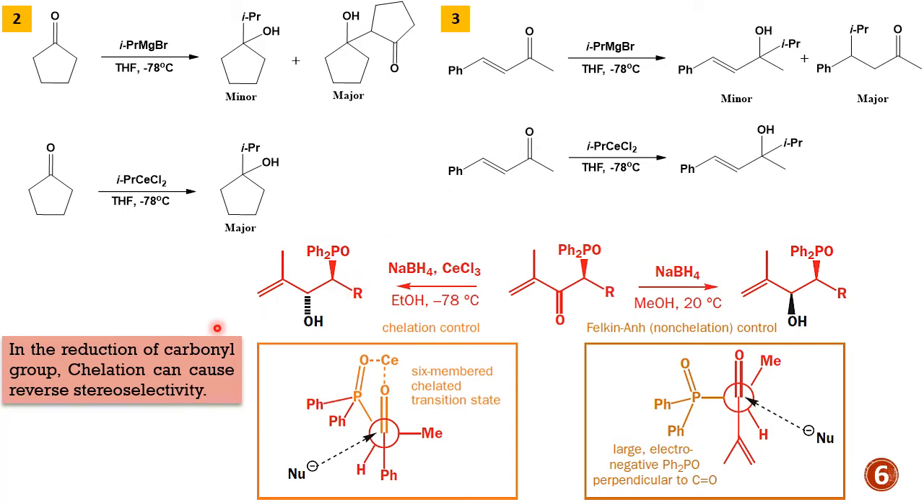Another important feature of the organocerium is the chelation. In the reduction of the carbonyl group, chelation can cause a reverse stereoselectivity. You can see here when we simply reduce, we will get this one, and when we reduce using sodium borohydride in the presence of cerium chloride salt, then the stereochemistry totally changes from this one.